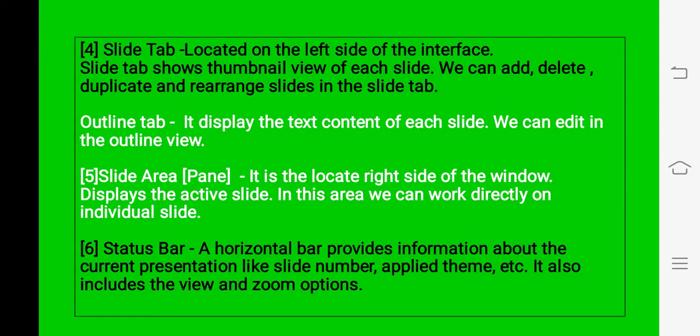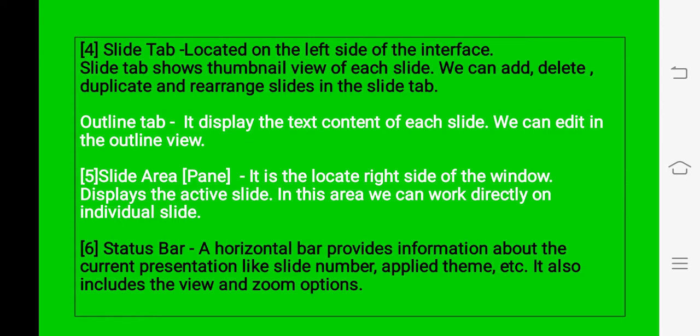Slide area or slide pane. As I told you, PowerPoint has two parts, left part and right part. So children, the slide area is on the right side of the window. It shows the active slide and we can easily work with the slide. We can add contents, we can delete contents, we can edit the contents of the slides.